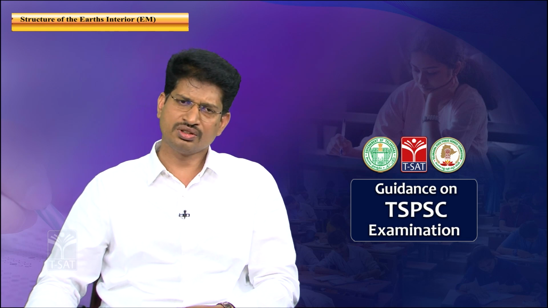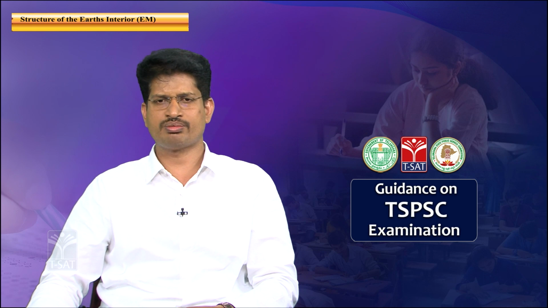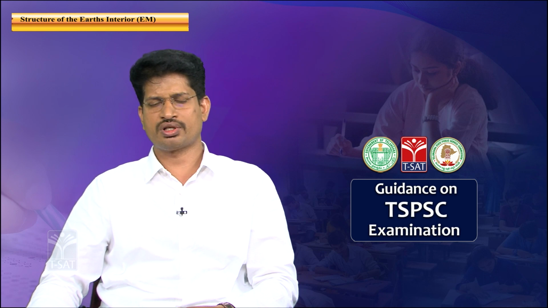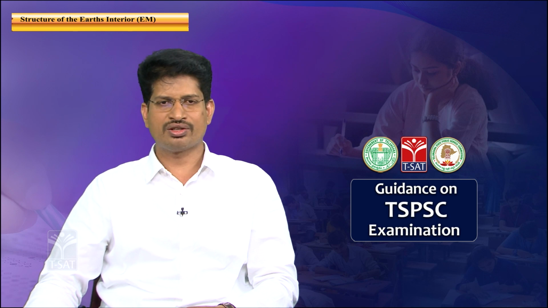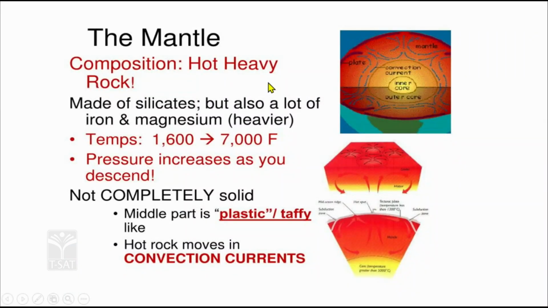The same thing is represented in a pie diagram for the purpose of your understanding. Next comes the mantle. As I have divided the mantle into the upper mantle and the lower mantle, basically the mantle is made up of silicates and iron and magnesium. So, this is the composition of the mantle.